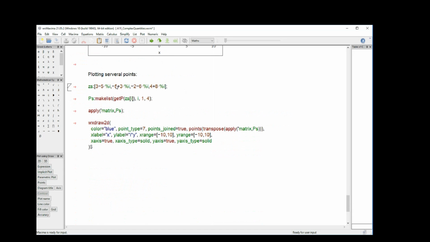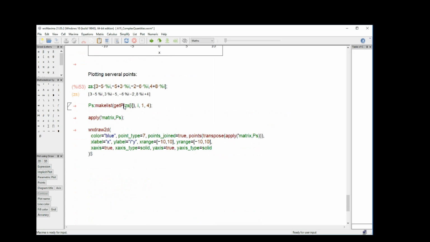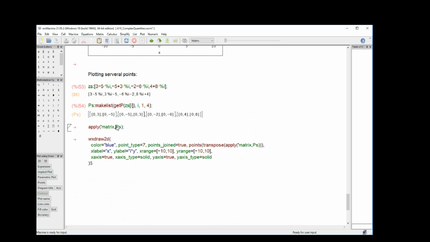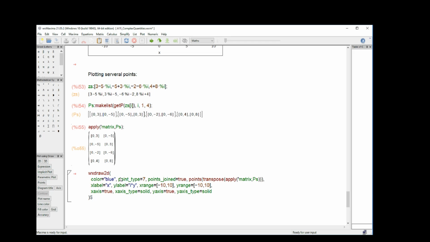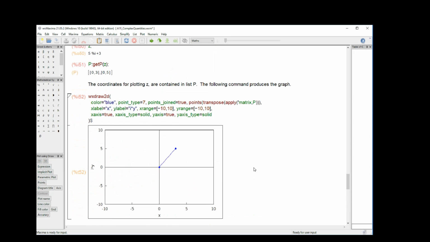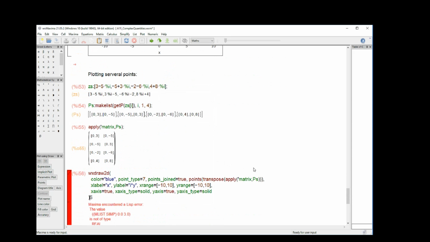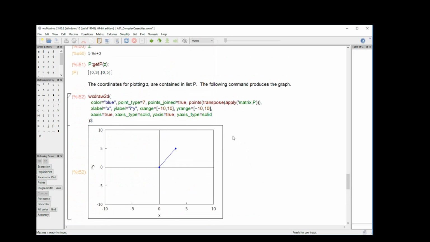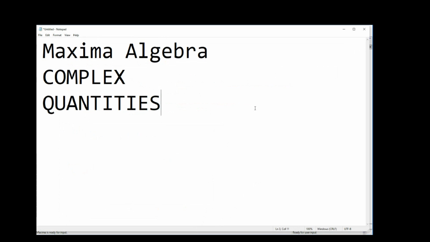This one I'm not sure it's going to work. Let's try it. No, it doesn't work. So it's fine for plotting one point, but I thought I had worked out the ways to plot several points, but it's not that simple. So let's say it up to here, and with that we're going to finish this video about complex quantities.